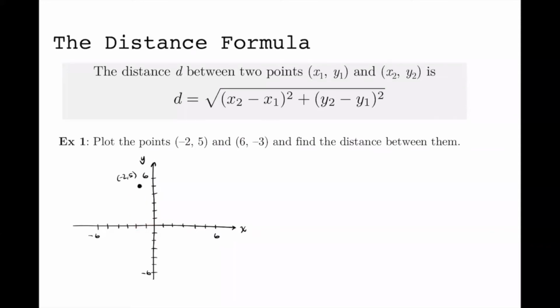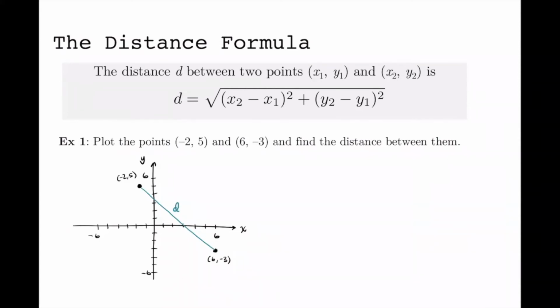Then the other point that we have is 6, -3. So we're going to go out to 6 on the x-axis and then down 3 on the y-axis. And so that's going to live right here. So here's our second point, and I'll label that as well, 6, -3. Now we're looking to find the distance between these 2 points. So if we connected them with a straight line, what we are looking for is this length d.